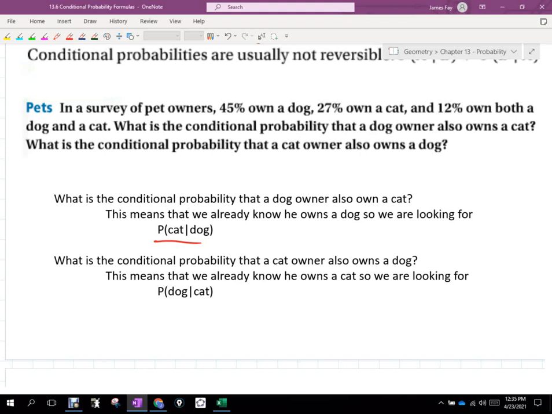Just by surveying, do you have a dog? Do you have a cat? Do you have both? I can now narrow my focus, and once I know one thing about that person, I can now have a better idea about other aspects of that person. Okay, and think about this.